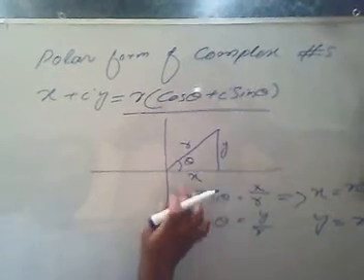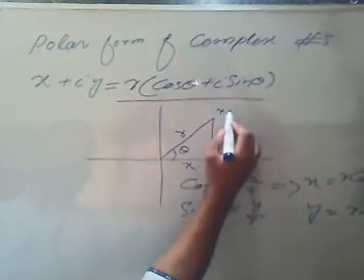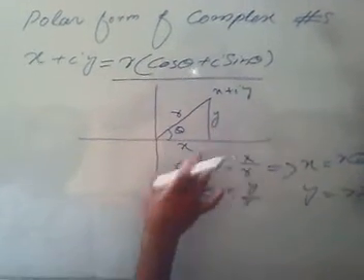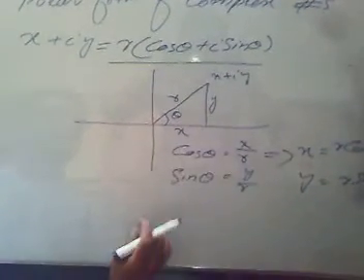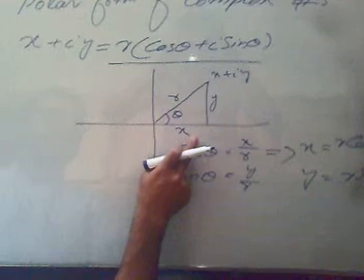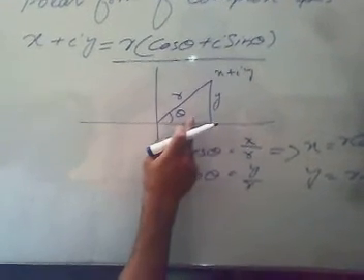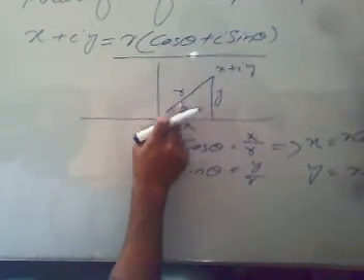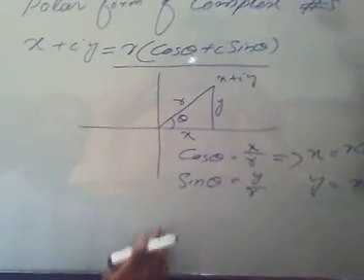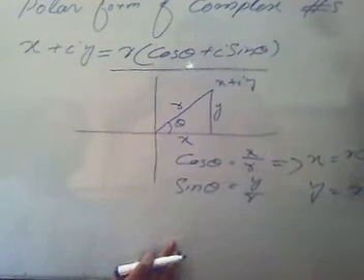Suppose we have a complex number x plus iota y, and it is drawn on the graph. You see that this is the abscissa of that complex number, and this is the ordinate of that complex number, and it makes an angle theta with the horizontal, and this is actually the resultant of the complex number.